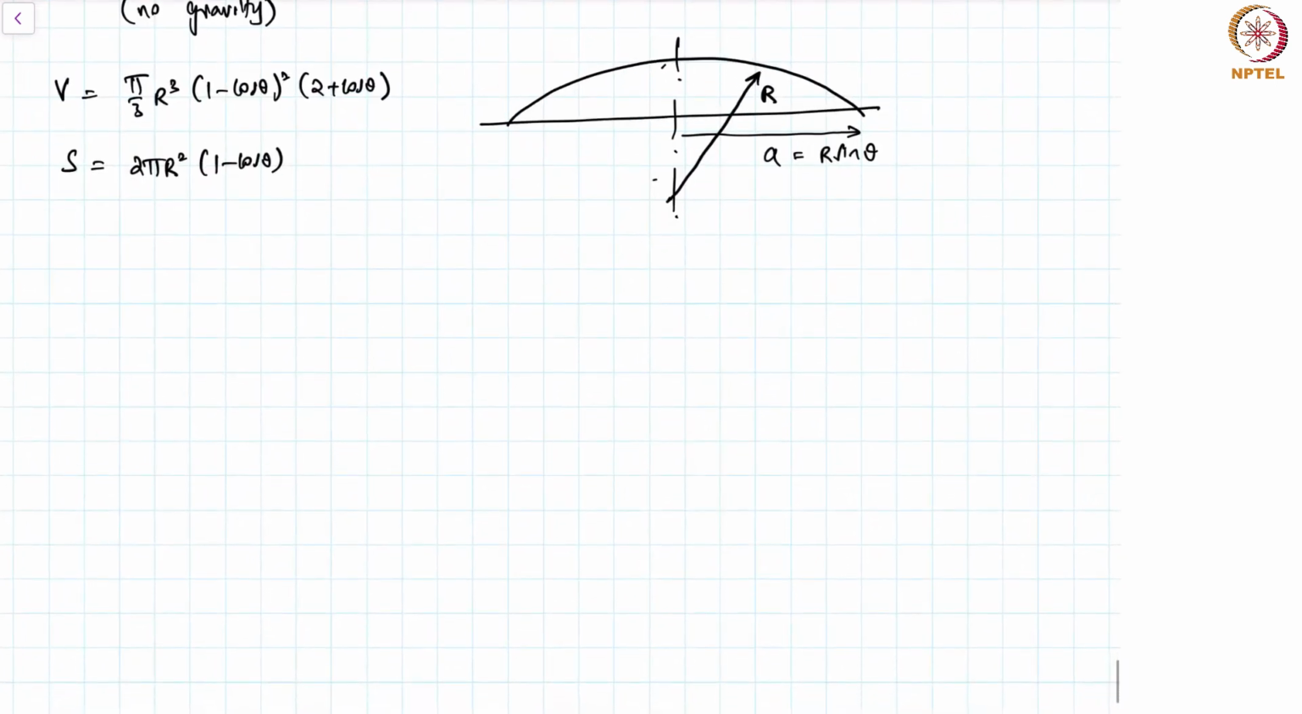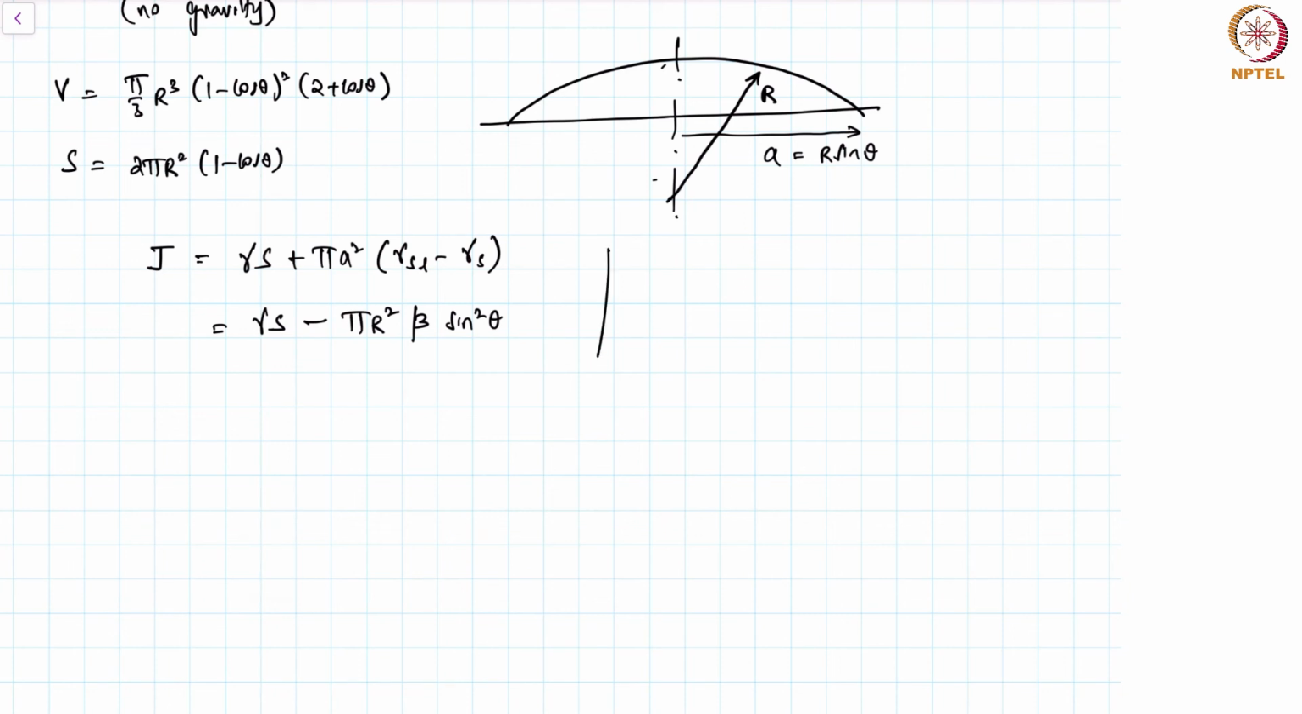The energy functional essentially would be, let's say you have an energy functional J, this would be gamma times S. Then we have the surface area of the solid, and this quantity essentially would be gamma S minus, instead of writing it like this, we'll write it as pi r square, a parameter beta times a sine square of theta. The idea of this parameter beta is that it can be applied for different settings.